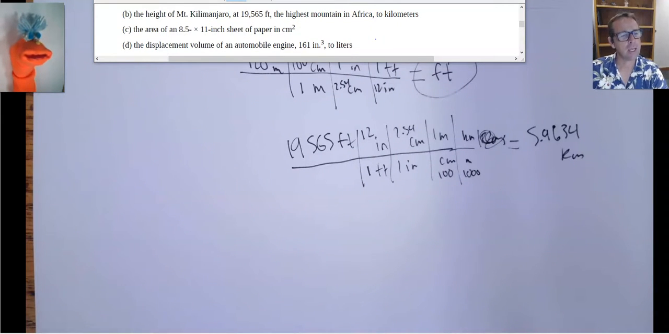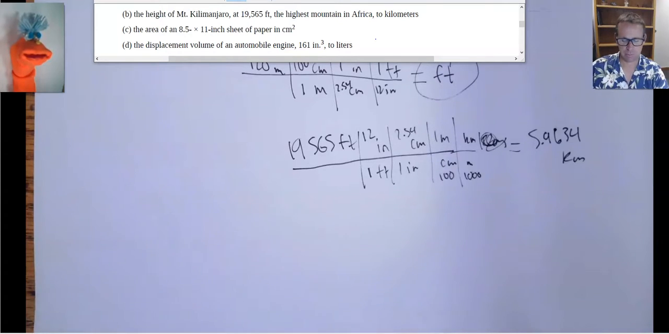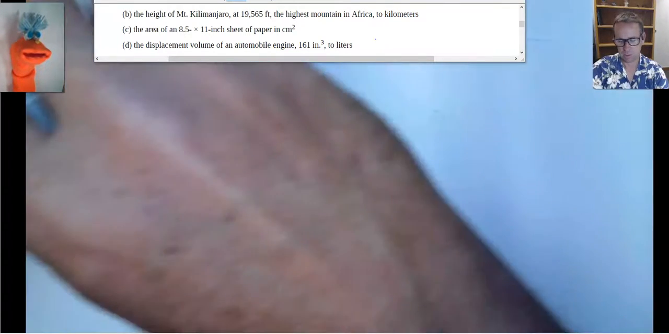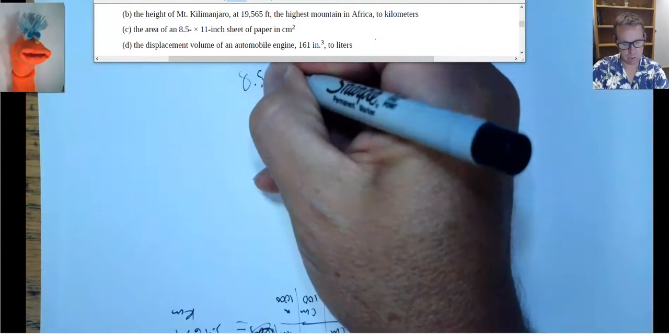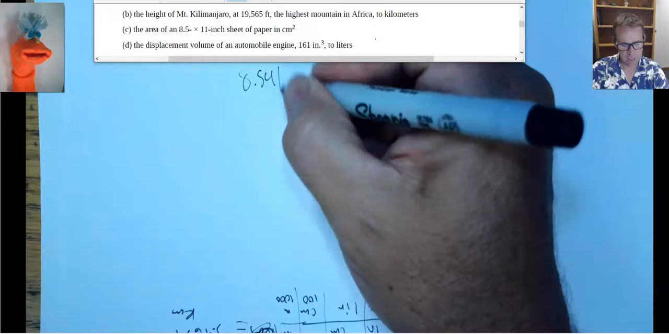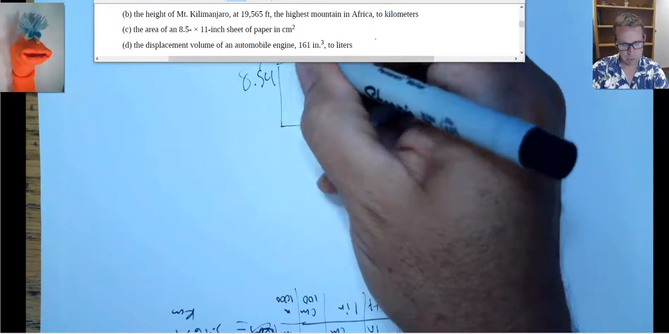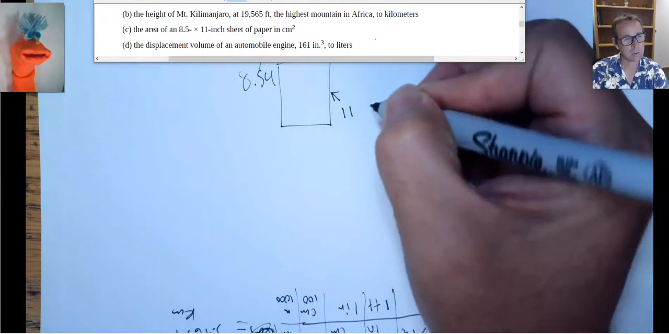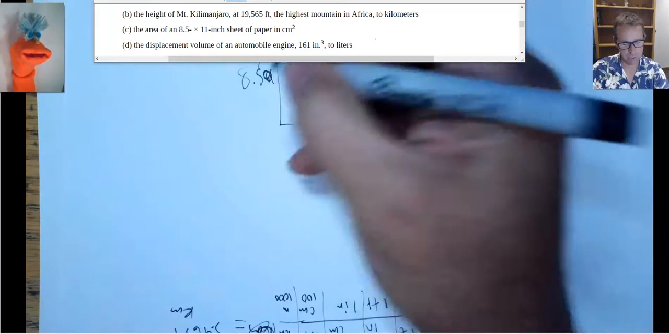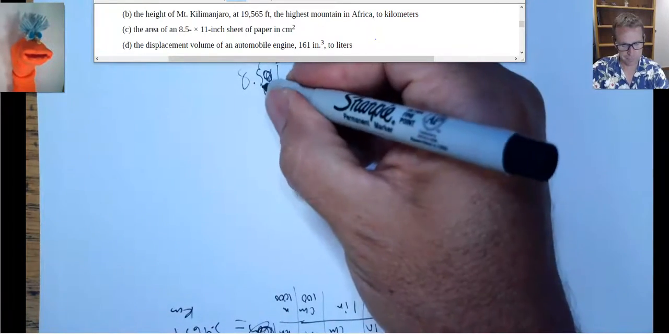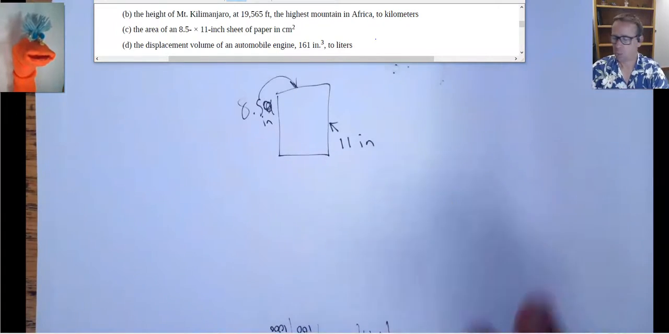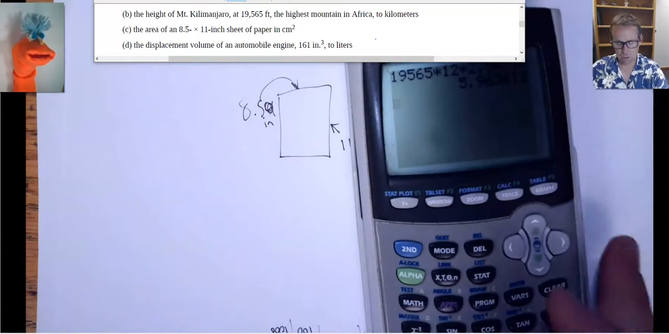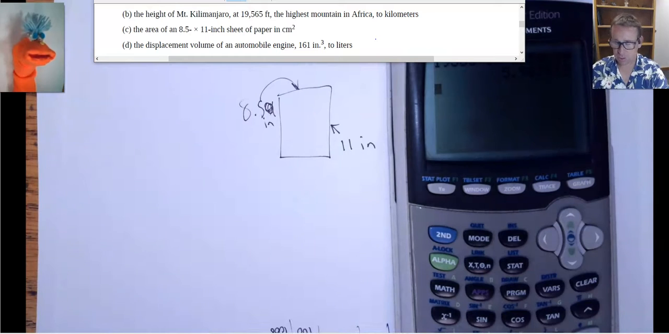Area, 8.5 by 11 inches in centimeters squared. Well, that's a fun one, right? I like the squared ones. 8.5 by 11. Whoops, the 11 is here. Not 8.54, just 8.5, 11 inches there. And we would like to know it in centimeters. All right. Why don't we find the surface area of the paper to start off with. 8.5 times 11.